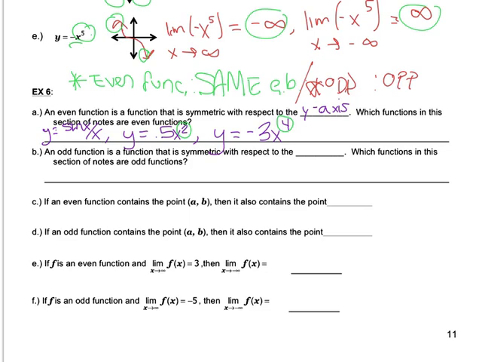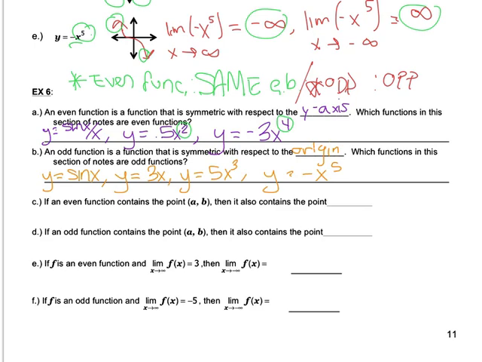And then on the previous page we saw that the function sine of x divided by x was also an even function. And then I want you to do the same thing for the odd functions, and those odd functions are symmetric with respect to the origin, which is the center of a graph, 0, 0. Now you can go ahead and look back and identify all of the functions that we've looked at in this section of notes that are odd functions. And those are all the odd functions that we saw in this section of notes.